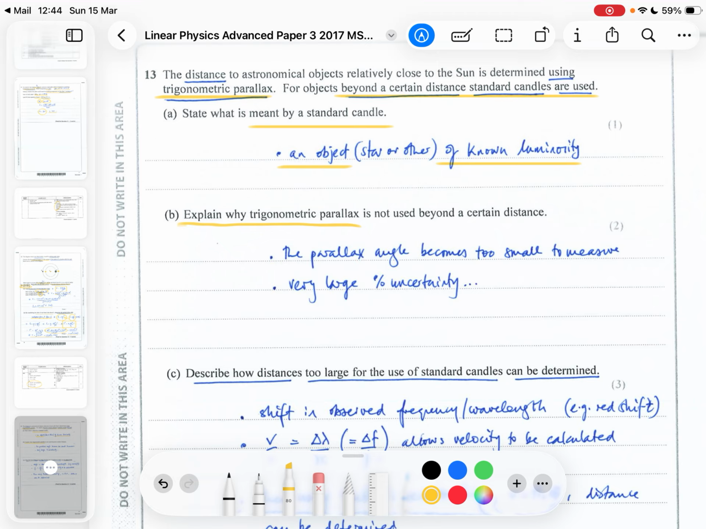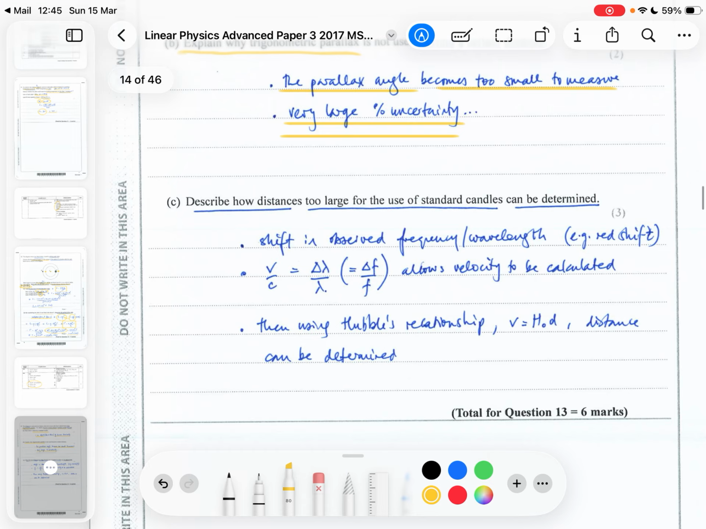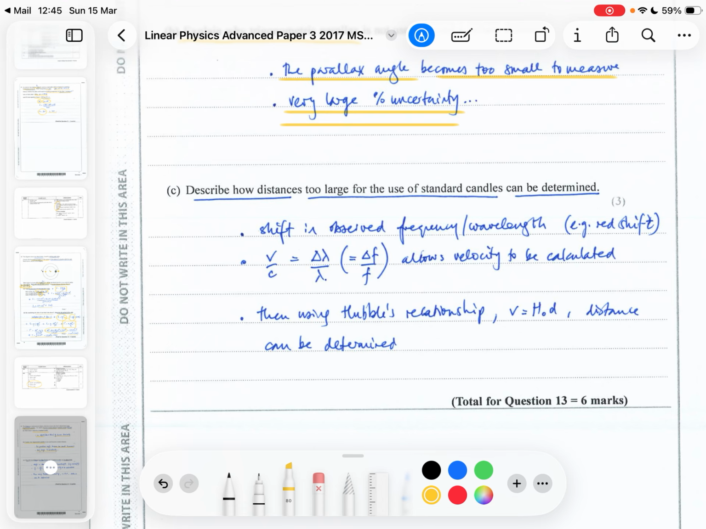Well, the problem is because we need to measure the parallax angle 6 months apart on each side of the sun. The angle becomes too small for very distant objects. Okay, it's too small to measure, or also, at smaller and smaller angles, the instrument resolution is obviously a certain value, and for very large distances you're going to get very large percentage uncertainties in your data, so it becomes invalid. Okay, so you can only measure up to a certain degree of arc seconds.